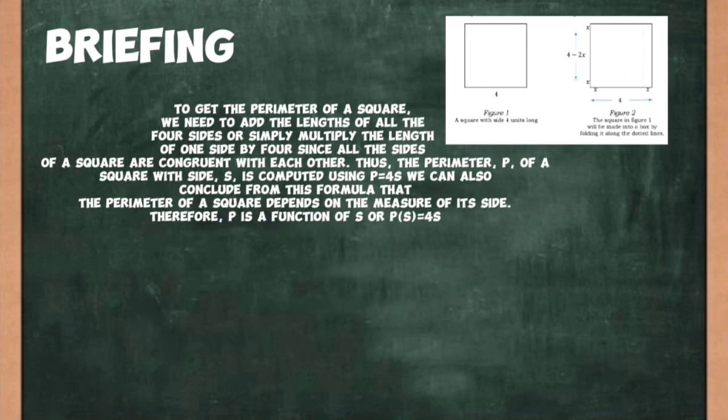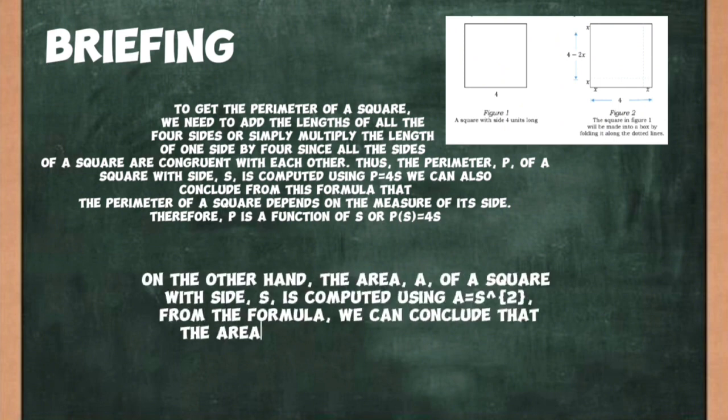To get the perimeter of a square, we need to add the lengths of all four sides, or simply multiply, since the sides of a square are congruent with each other. Thus, the perimeter P of a square with side S is computed using P equals 4S. We can also conclude from this formula that the perimeter of a square depends on the measure of its sides. Therefore, P is a function of S, or P of S equals 4 times S.